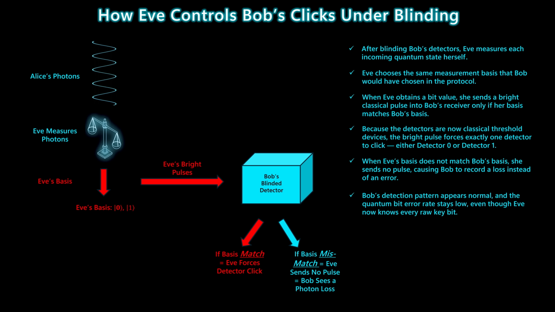When Eve's basis does not match Bob's basis, she simply sends no pulse. Bob interprets this as a photon loss rather than as an error. As a result, the quantum bit error rate remains low and appears completely normal, even though Eve now knows every raw key bit that Bob records.